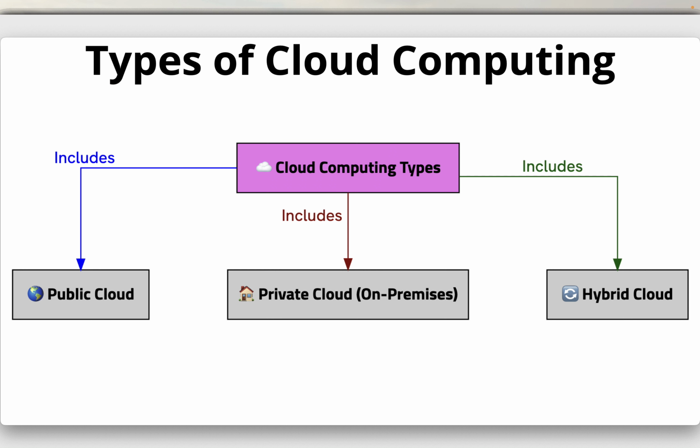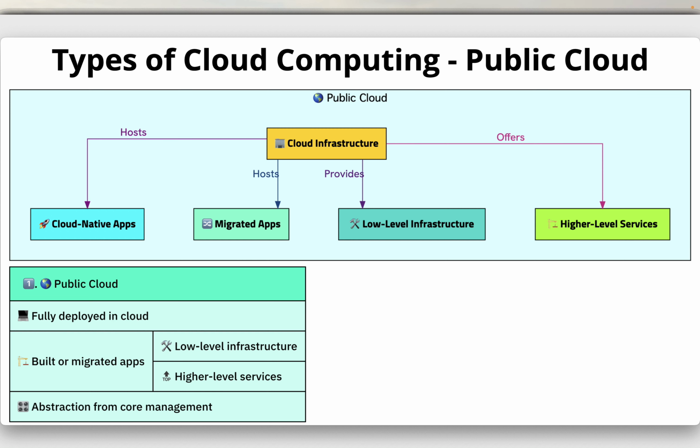Types of cloud computing. So there are three types: public cloud, which includes AWS, Google, Azure, and then we have private cloud, which is on-premises, which is directly maintained by companies. And thirdly, we have hybrid cloud, which is a mixture of public and private. So let's go through the public cloud first.